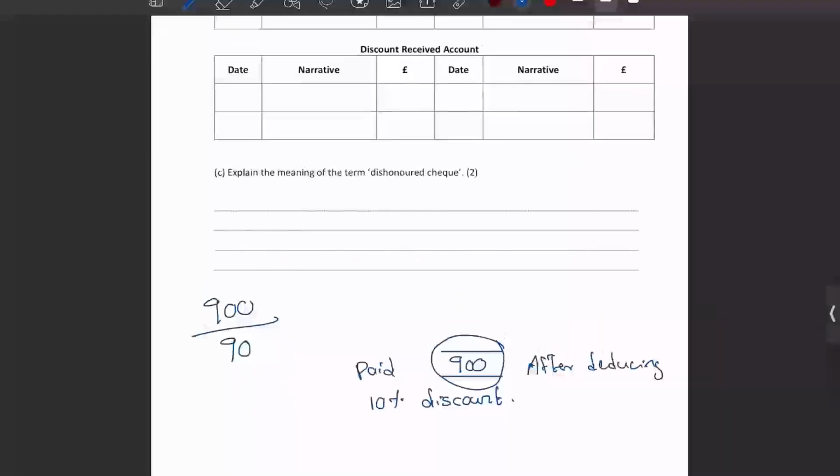You divide it by 90, multiply it by the discount percentage, which is 10. Now check and see if you are getting 100. 900 divided by 90 into 10. Now I'm getting 100. Okay. I'm giving you another example.